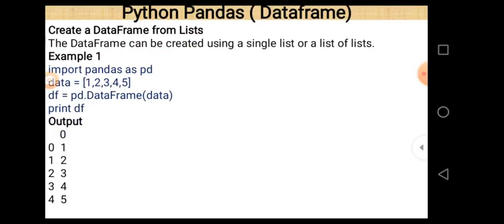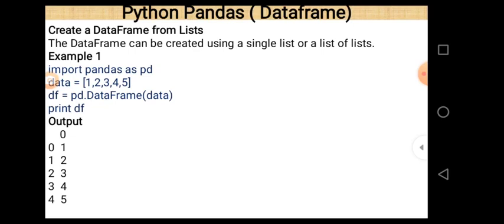Next is create a data frame from a list. If you want to create a data frame using a list, then this is a small example. The data frame can be created using a single list or a list of lists. So there are two methods when you want to create a data frame using a list. It is either a single list or a combination of more than one list.